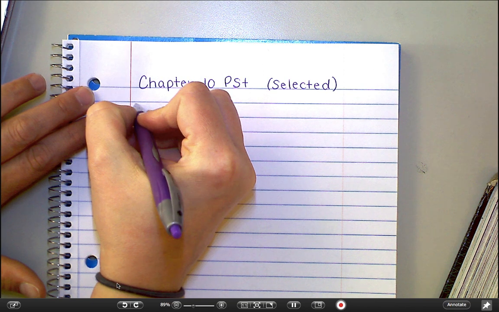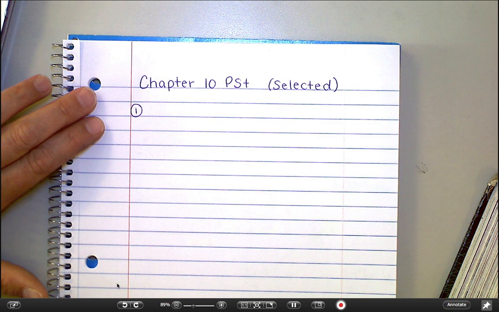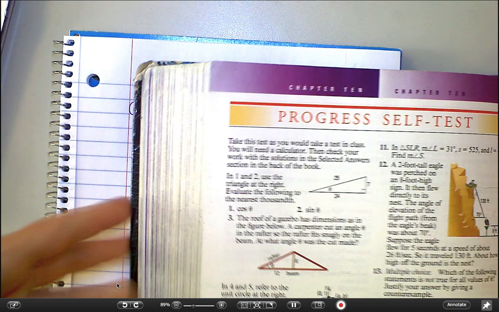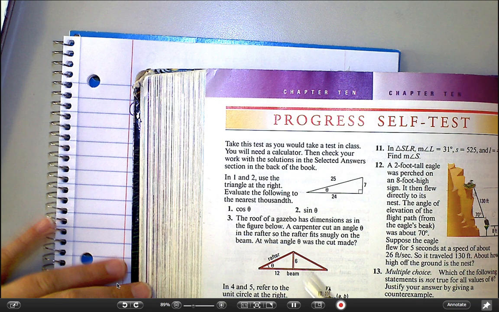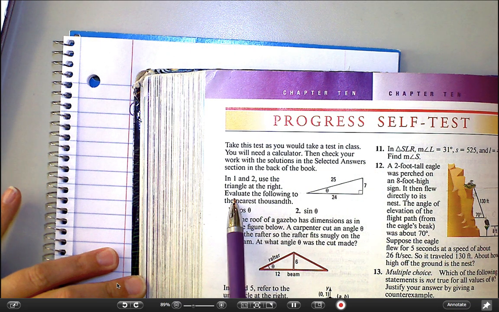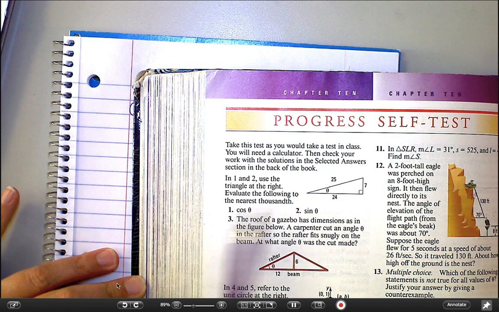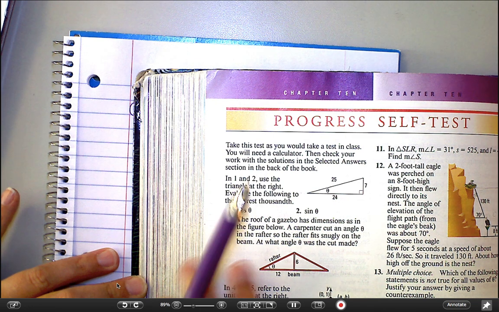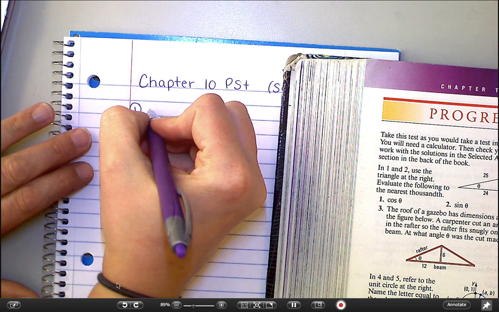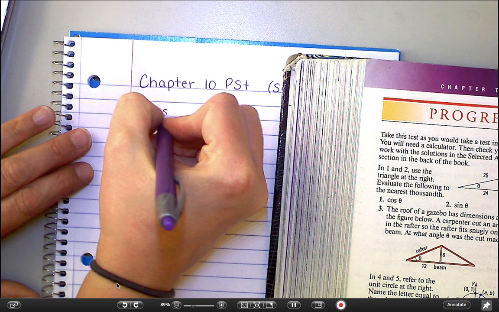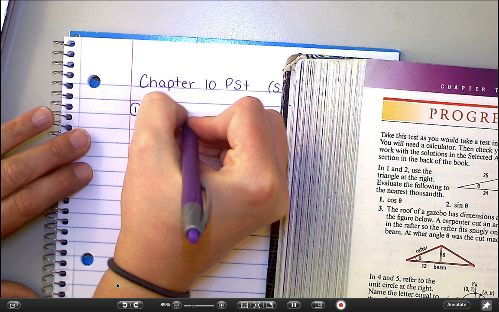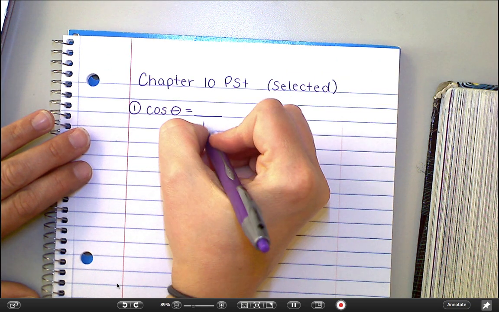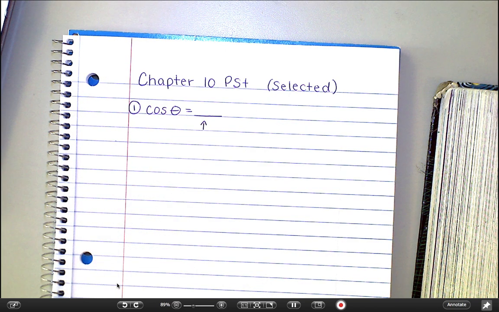Number 1 is not a difficult question, but I just want to clarify some wording. In fact, I'm going to pull the whole book over here so you can see what number 1 says. Number 1 says, evaluate the following to the nearest thousandth, and it's asking for cosine of theta. So the question wants to know, what does cosine of theta equal? I want cosine of theta equals something, and this right here is my answer.